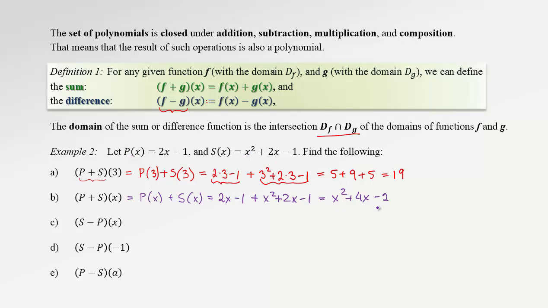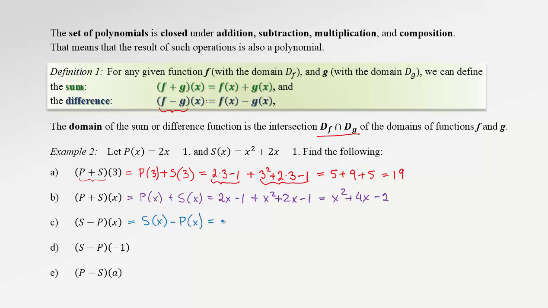It's just a totally new polynomial. Okay, let's do the same with the difference of functions. According to the definition, we're supposed to take s of x and subtract p of x. And now let's plug in what s of x is.